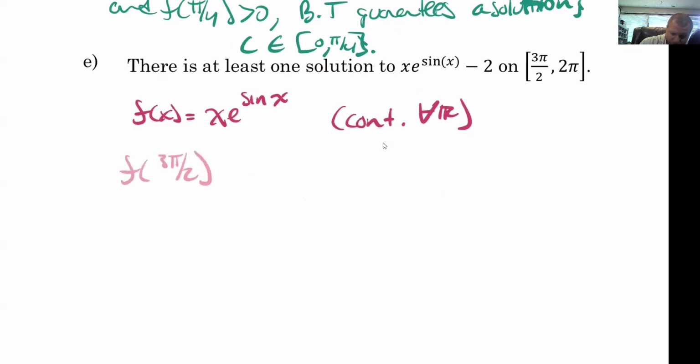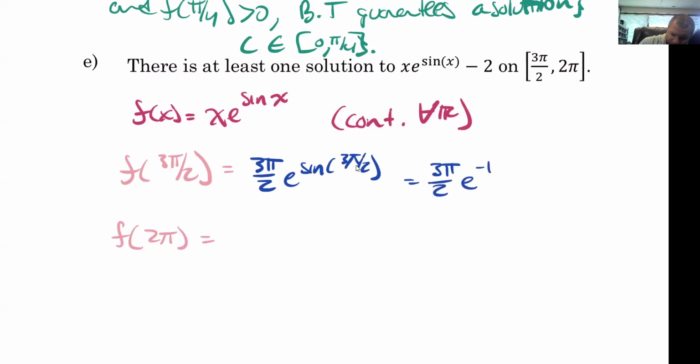So for Bolzano's theorem, we want to show that f of our left endpoint of our closed interval and f of our right endpoint give us a positive and a negative value. We want to bracket 0 between them. If I did this, I'd get 3 pi over 2 times e to the sine of 3 pi over 2. Sine of 3 pi over 2 is equal to -1. So we get 3 pi over 2 times e to the -1, or you can plug this into a calculator.